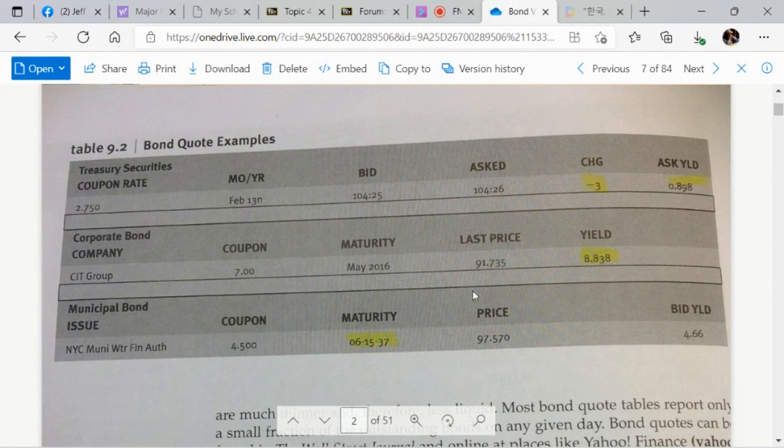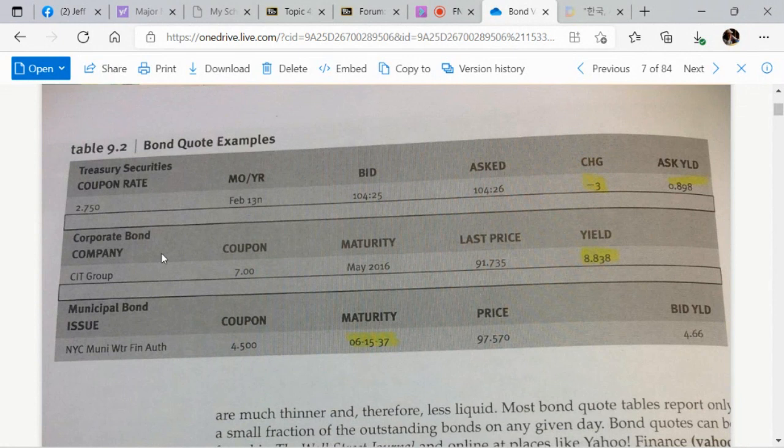So yes, price is always expressed as a percentage of the par value. Okay, so you might say, oh, so the municipal bond must be $975.70. No, it's a percentage, but the face value of the municipal bond is different. The face value of a municipal bond is $5,000. That's the only thing. Treasury bonds and corporate bonds all have a face value of $1,000.